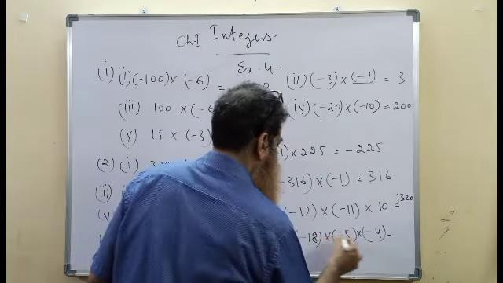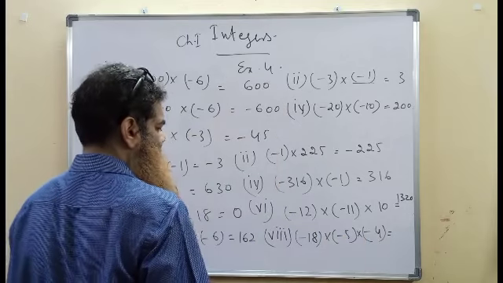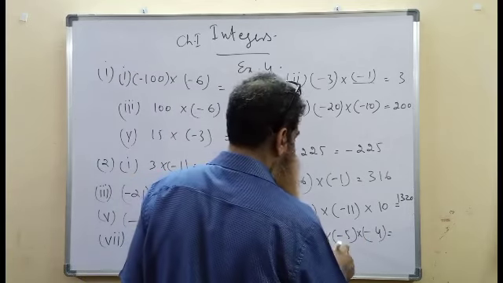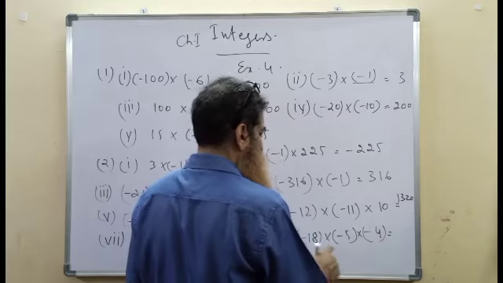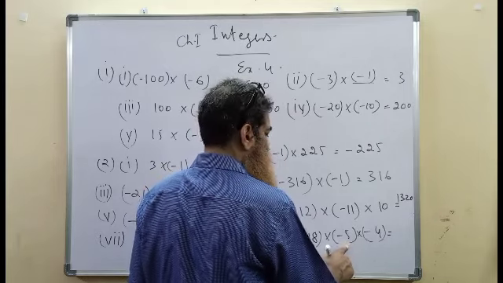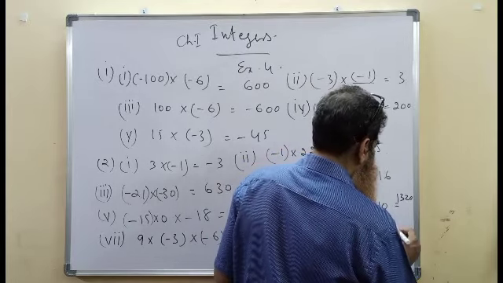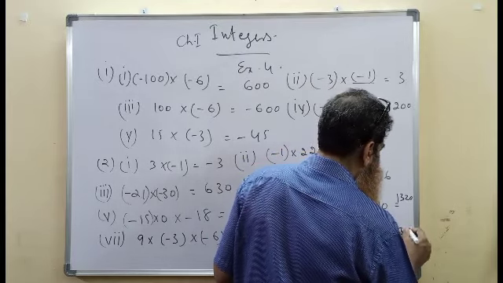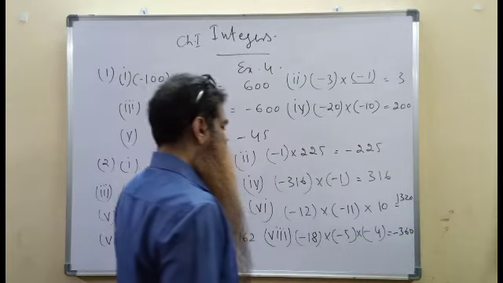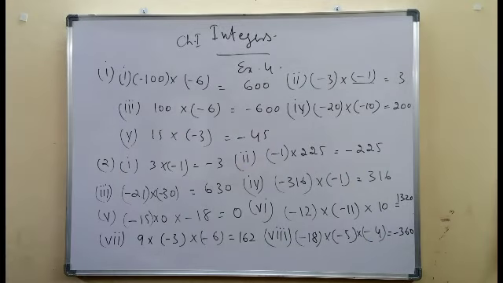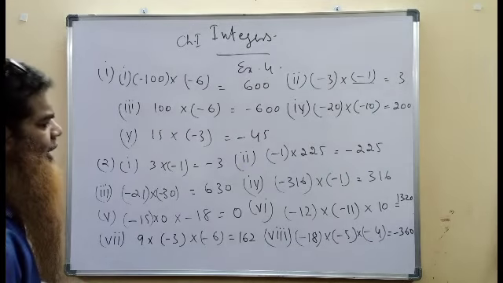Minus 18 into minus 5 is 90. Minus into minus it becomes plus. 90 into 4 is 360 and it is minus, so we get minus 360. When three negative integers are multiplied with each other, we get a negative integer as the result.